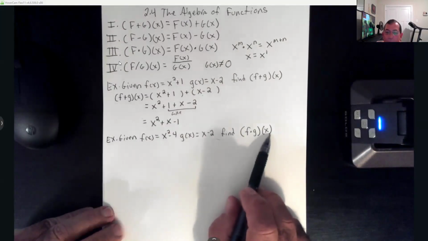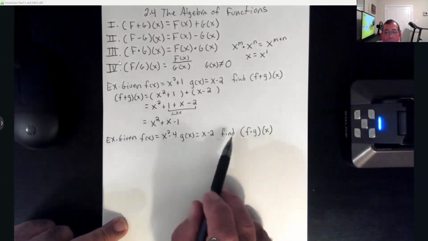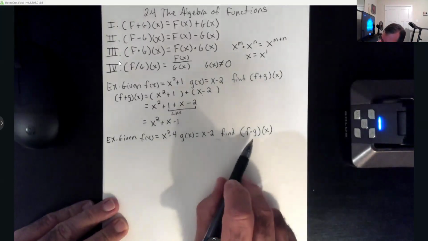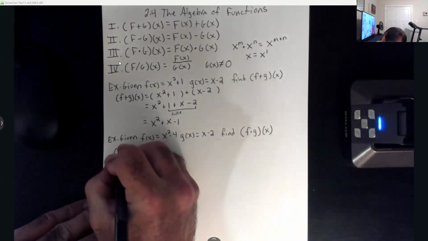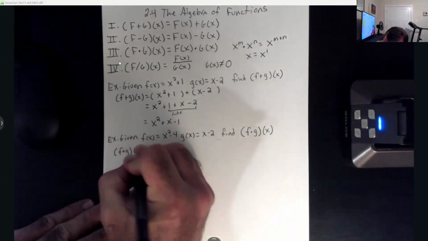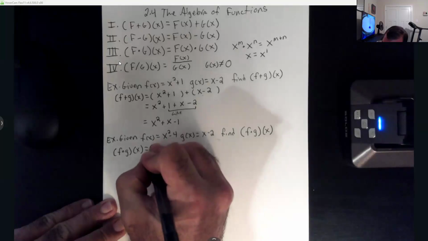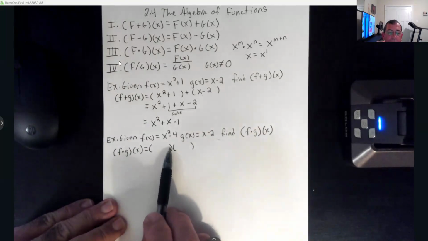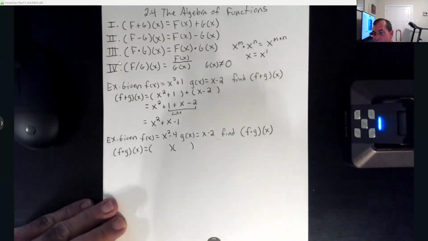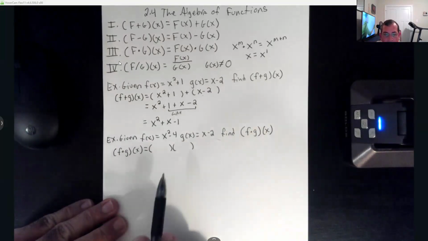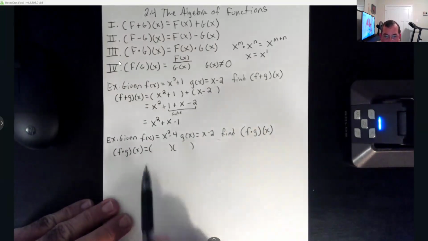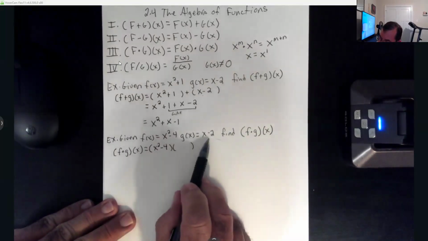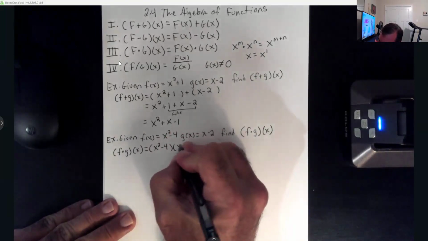So still not giving me numbers to put in. The only thing we can do is try to multiply them and then simplify, okay? So we're finding f times g of x. So f times g of x will equal my f times my g. Y'all notice parentheses back to back mean multiplication also, okay? So f was the x squared minus 4 times my g, which is x minus 2.